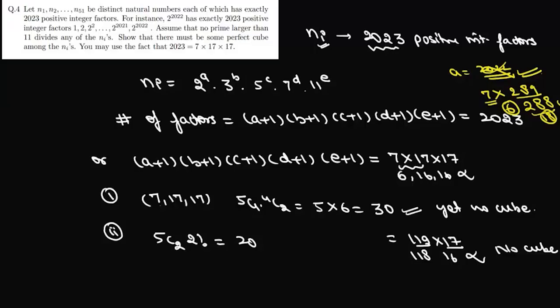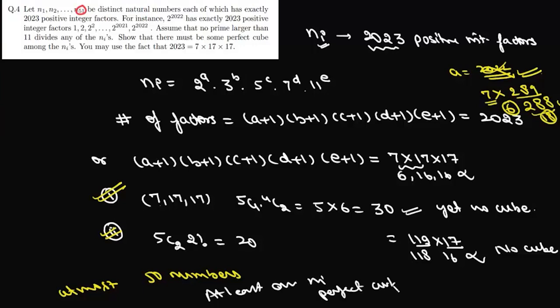So a number will have 2023 positive integral factors and yet not be a cube only in these 2 cases, and if we add these 2 cases then it gives us 50 numbers. So there are at most 50 numbers whose number of positive integral factors is 2023 and yet they are not a cube of any number. But here we are given 51 distinct natural numbers. So that means at least one of the ni will be a perfect cube, and this is what we needed to prove in this question.